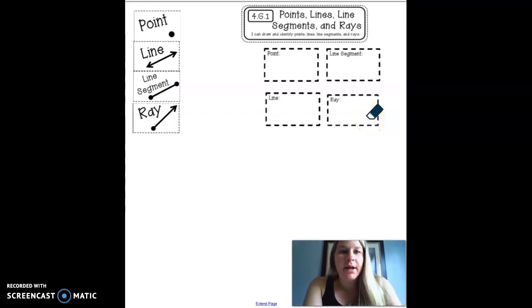For this week, we're gonna focus a little bit on geometry. We're gonna get into points, lines, line segments, and rays. That's kind of how geometry starts. Geometry is a lot of shapes, lines, angles, and things like that.